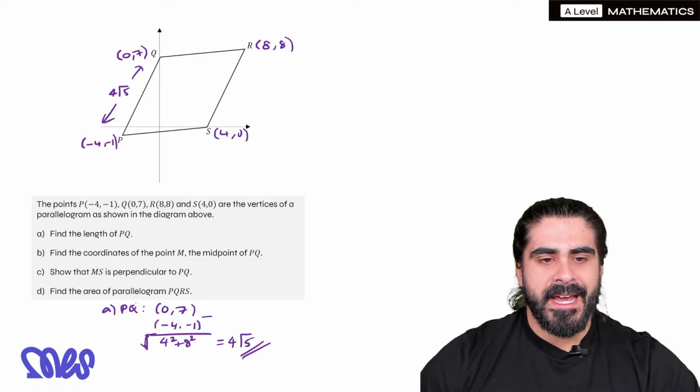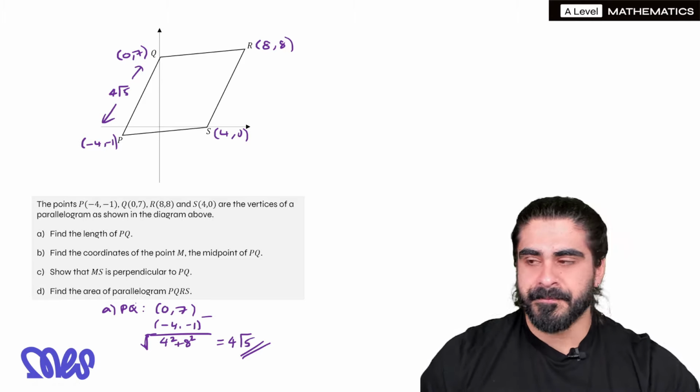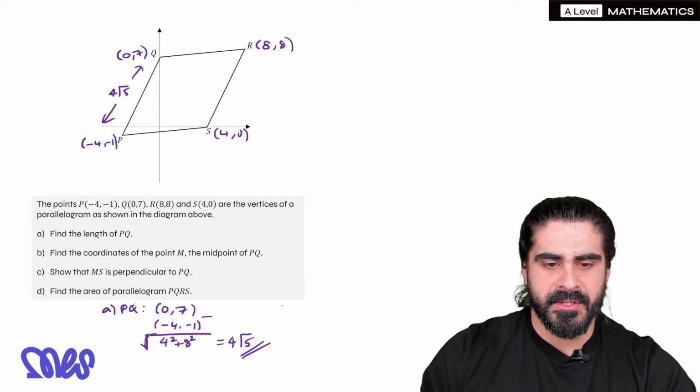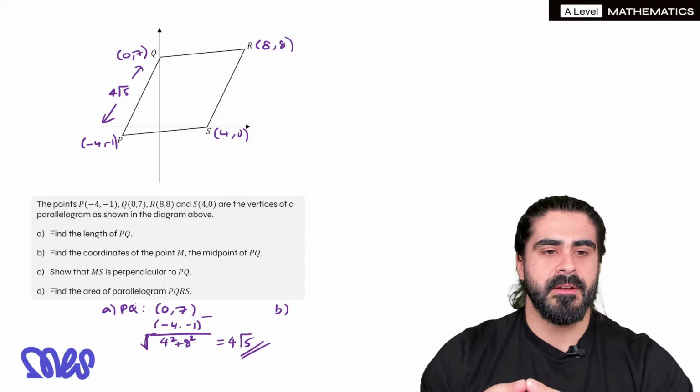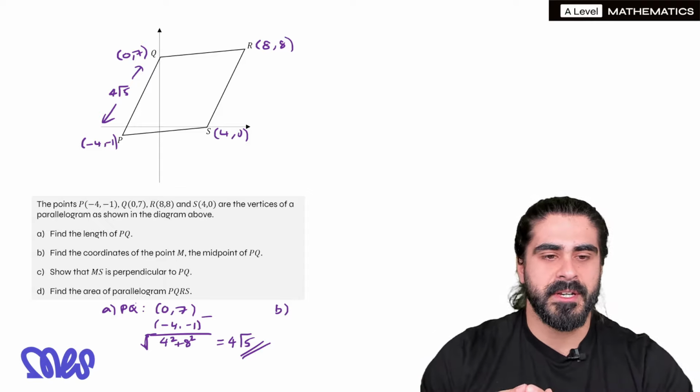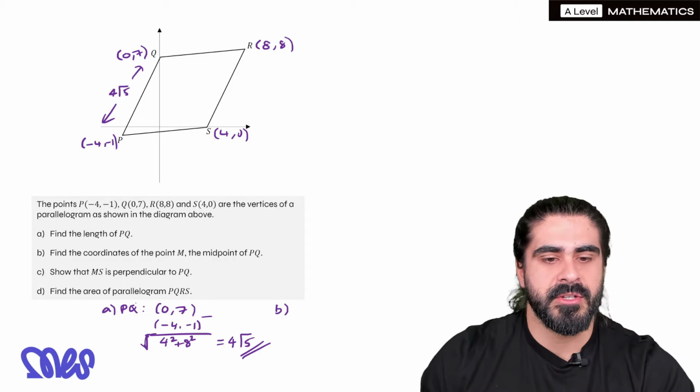Find the coordinates of the point M, the midpoint of PQ. Now, how do we find midpoints? This doesn't require its own video. The easiest way to find midpoints, you add the coordinates and you divide by 2. Midpoint is basically just the average. So you add two numbers, divide by 2.